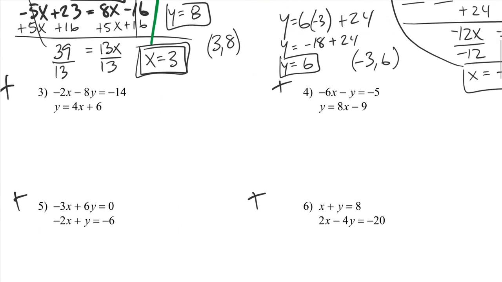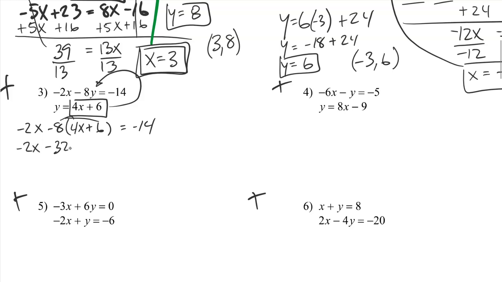Problem 3, this second equation is solved for y, so I'm going to take that and substitute it in for y in our other equation. Negative 2x minus 8 times y equals negative 14. And we're substituting in a 4x plus 6. We'll need to distribute: negative 2x minus 32x minus 48. 8 times 6 is 48, equals negative 14.